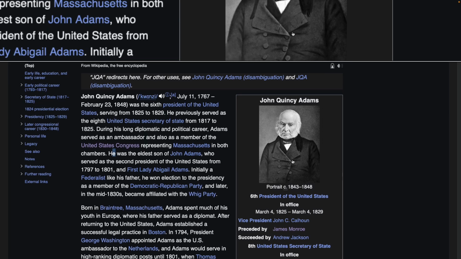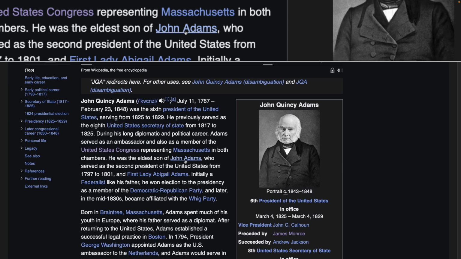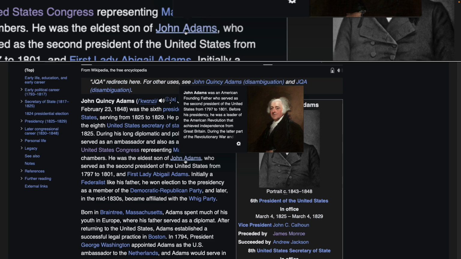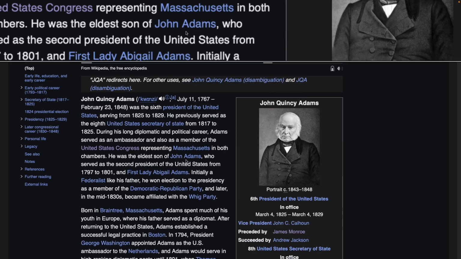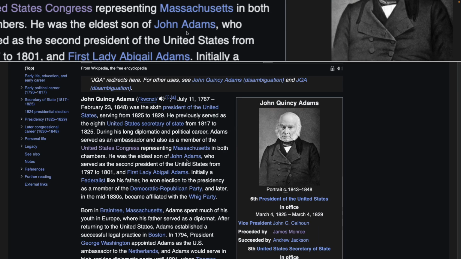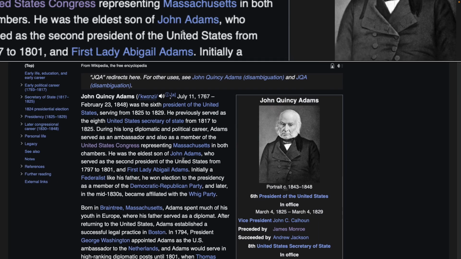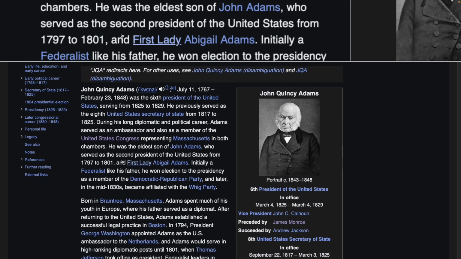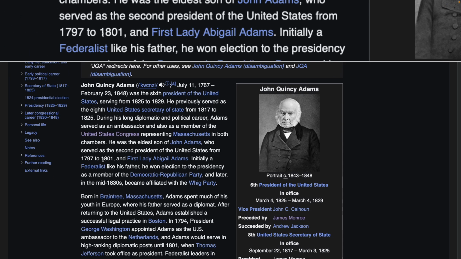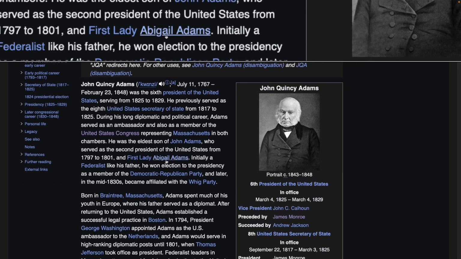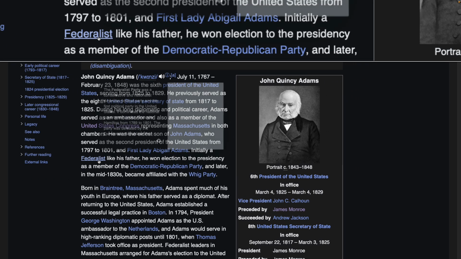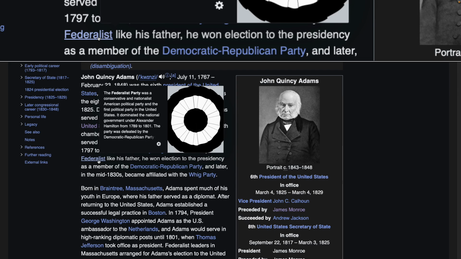He was the eldest son of John Adams, who was a president, of course. He was the third president? No. Second president. It was Washington, Adams, Jefferson, then Madison, I think. John Adams served as the second president of the United States from 1797 to 1801, and First Lady Abigail Adams, initially a Federalist, a conservative and nationalist political party.